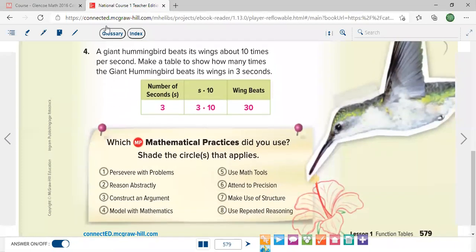Now, in problem 4, a giant hummingbird beats its wings about 10 times per second. Make a table to show how many times the giant hummingbird beats its wings in 3 seconds. So now the rule will be different. It's s times 10 now, because that giant hummingbird beats its wings about 10 times per second. And we have 3 seconds, so instead of s, we are going to write 3. So 3 times 10 will be 30.